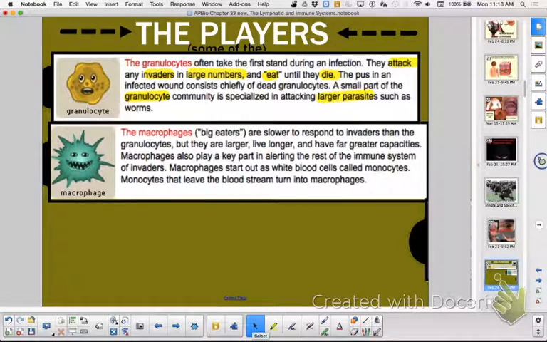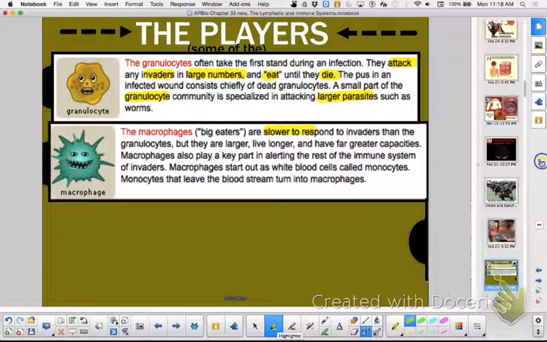Macrophages. These are slower to the scene, but they are big-time eaters. They live longer, they get larger, they have greater capacities. They're not there immediately, but they roll up a little after. They also are key in waking up the rest of your immune system and sending out alarms. They start out, like I mentioned, as monocytes, and they're smaller, but that allows them to get out of the capillaries, and once they get out into the tissue fluid, then they can get bigger. Once they leave the bloodstream, they turn into macrophages.